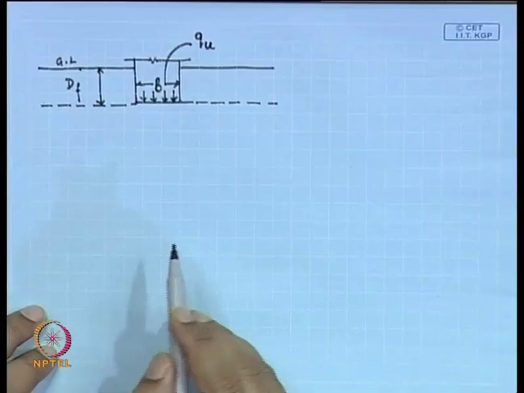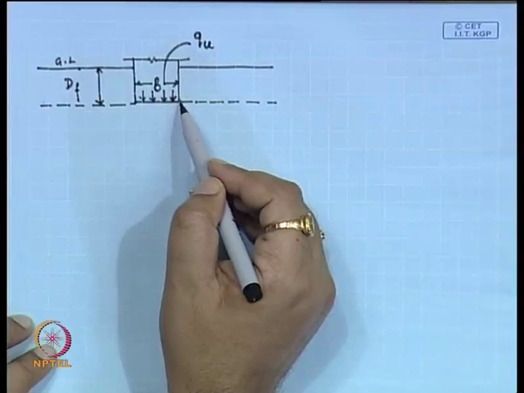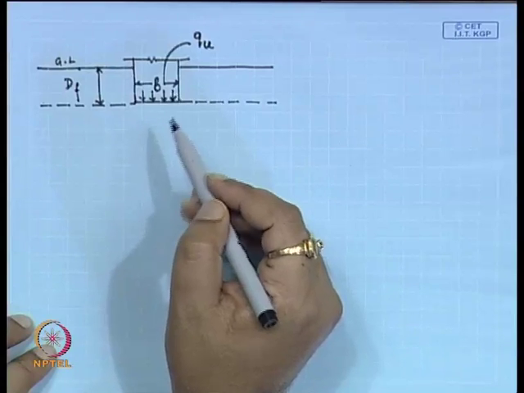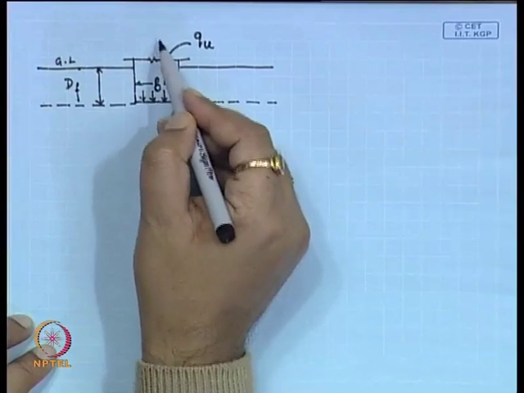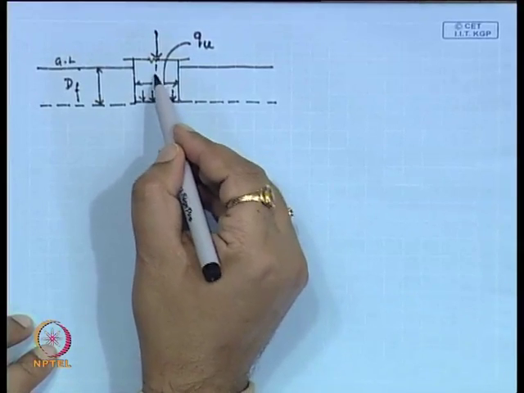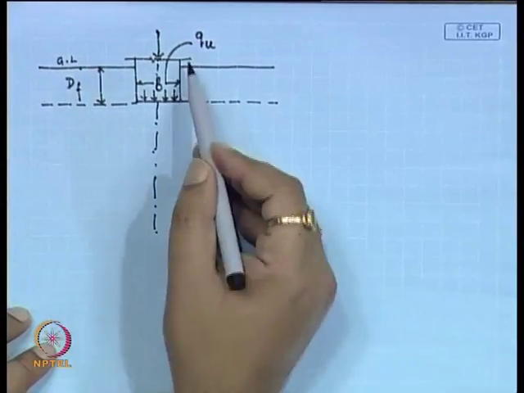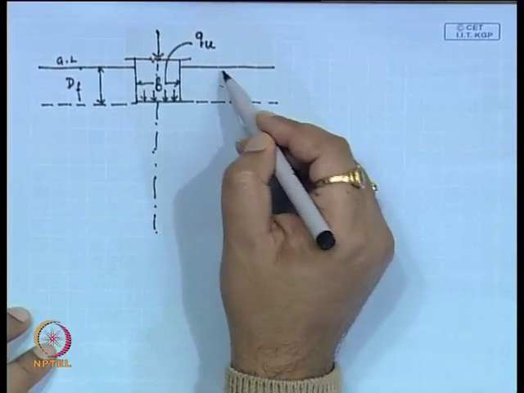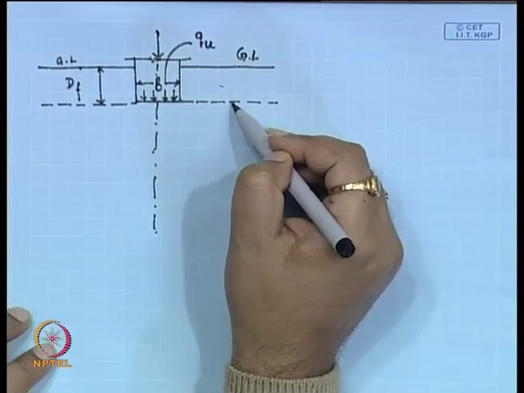As in the first assumption, the footing is a strip footing, so this is a 2D analysis. Soil fails in general shear failure, and the load is vertical and concentric, that means it is centrally loaded. Suppose this is the center line. The base of the footing is laid at a shallow depth, so Df is a shallow depth. As I have mentioned, the shearing resistance of the soil between this zone, the ground level, and the base of the footing is neglected.